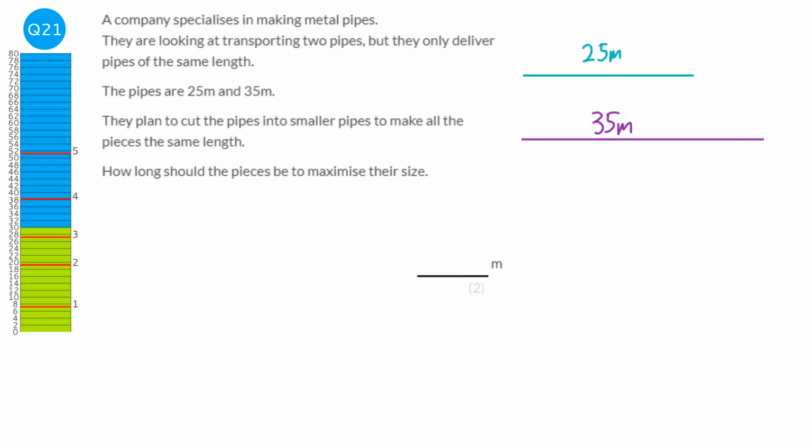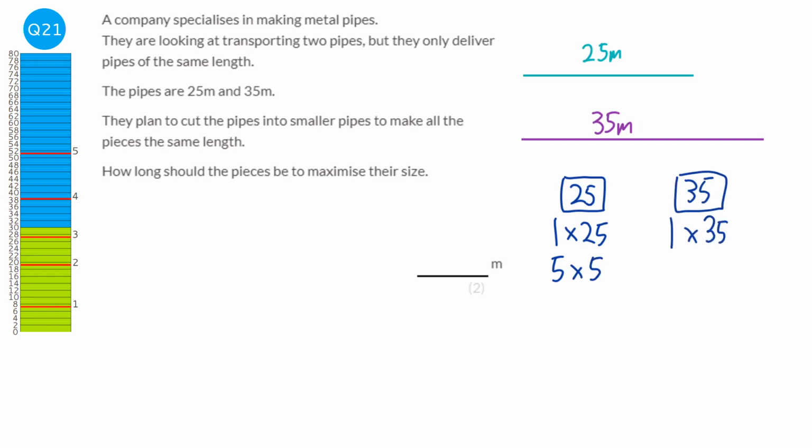So to find the highest common factor, what we do is we just find the factors of 25, which is 1, 25, and 5, and 5, and the factors of 35, which will be 1 and 35, and 5 and 7. And the highest common factor is the highest number in both lists, so it's 5.